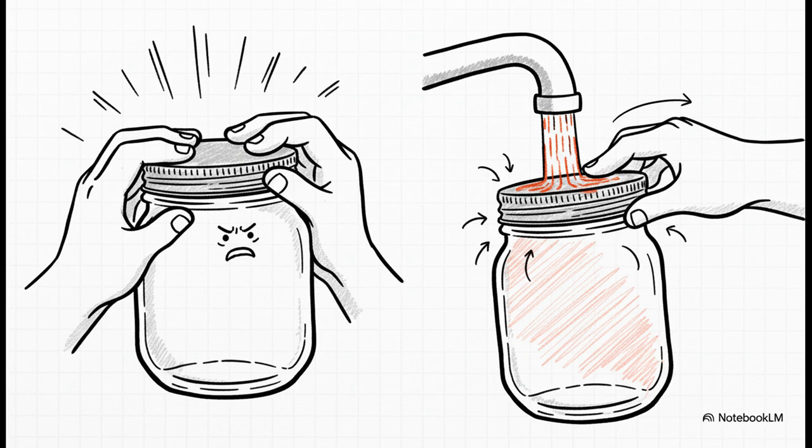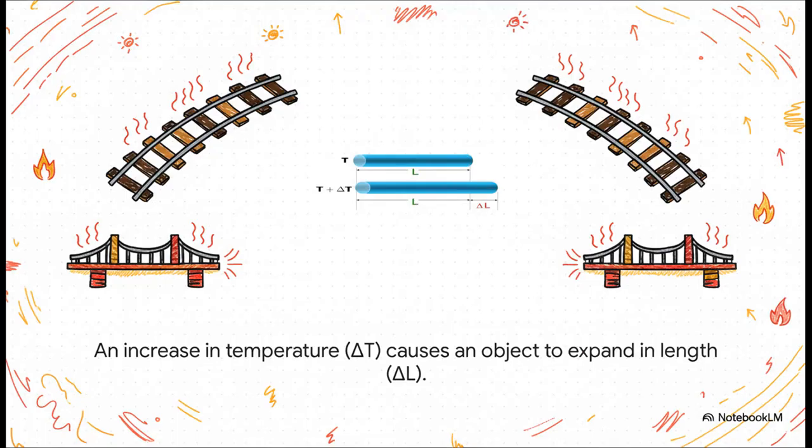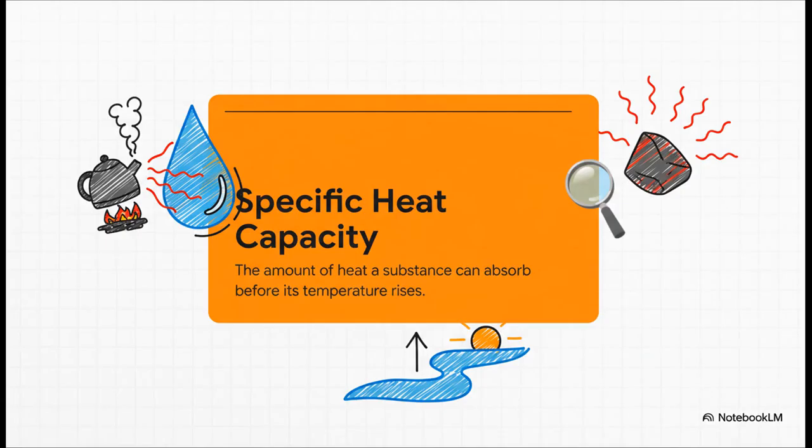How cool is that? And this right here shows the simplest kind of expansion, what we call linear expansion. Basically, as things get hotter, they get a little bit longer. It's the whole reason engineers have to leave those little gaps in railway tracks or on bridges. They know that on a scorching summer day, that metal is going to expand, and if it doesn't have room to grow, it's going to buckle. It's a huge deal.